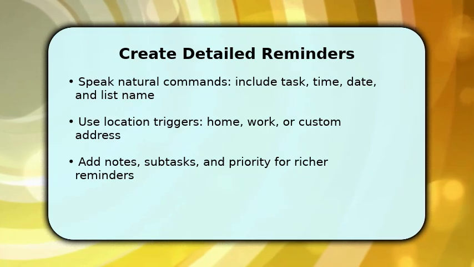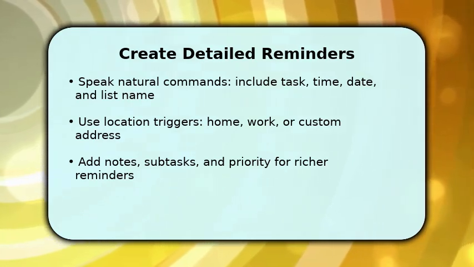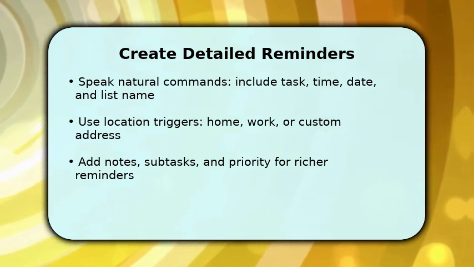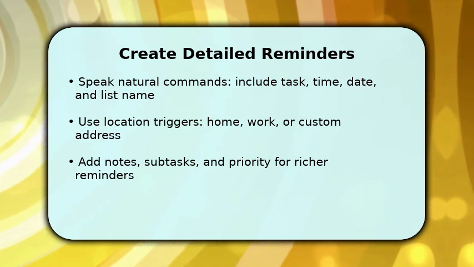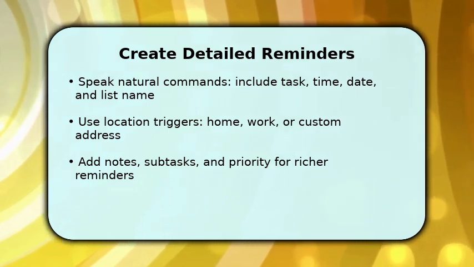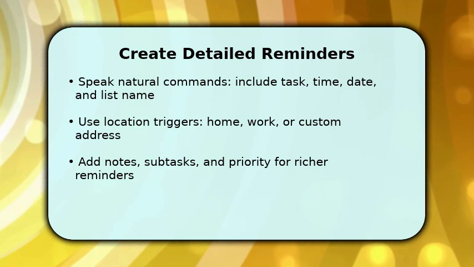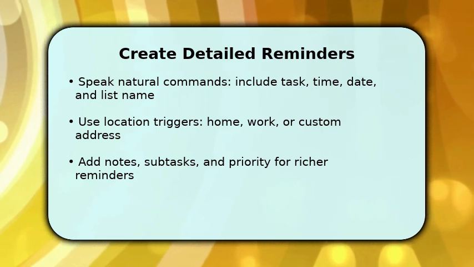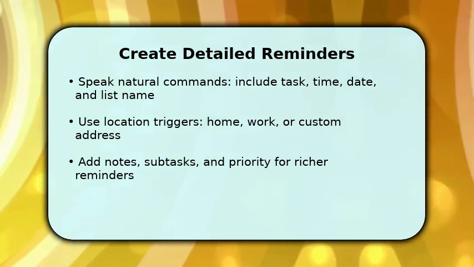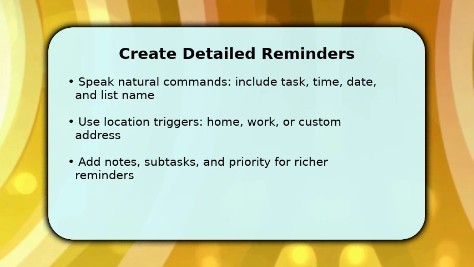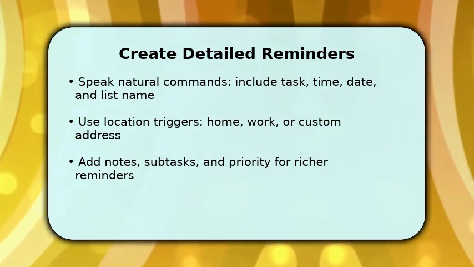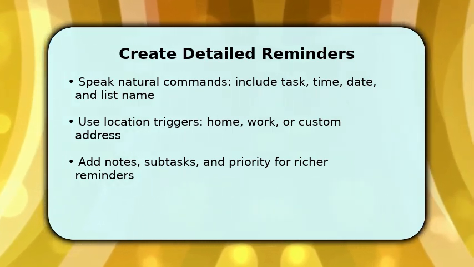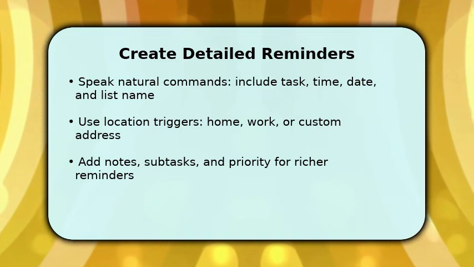You'll now create specific, actionable reminders using natural phrases. Tell Siri something like, "Remind me to call Jamie tomorrow at 3 p.m. in work list," and Siri will parse time, list, and task. For place-based alerts, say, "When I arrive at home, remind me to unload groceries," because location triggers reduce missed tasks. Make sure to add notes or subtasks by following up with commands like "add note, bring receipt," so you keep context and priority clear for each item.